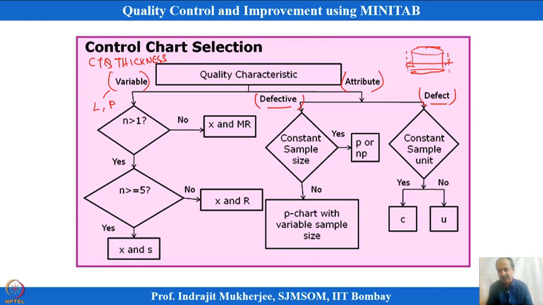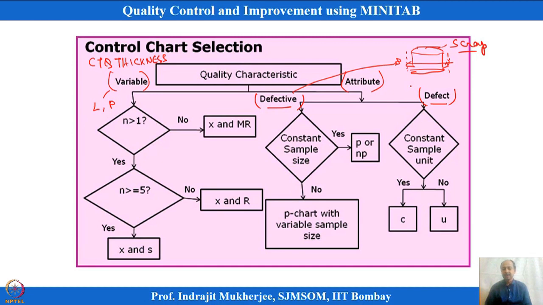But this cannot be rectified. This kind of defect cannot be rectified. So that means this board is of no use for the next operations. So this goes as scrap. Whenever it goes as scrap and we cannot do anything about it, we define that as a defective item. So to express a defective item, we need at least one defect which cannot be rectified.